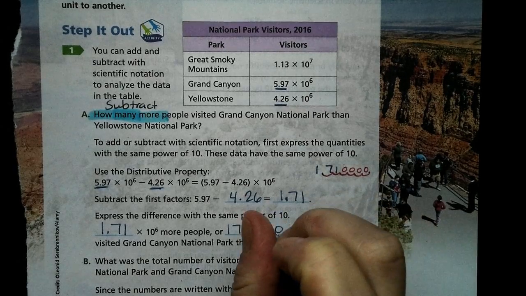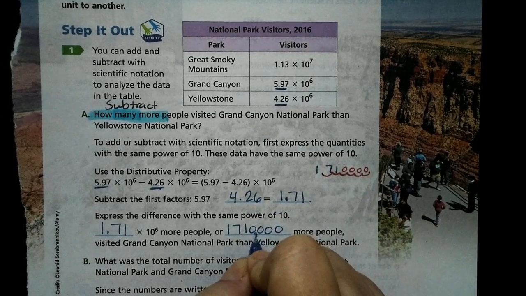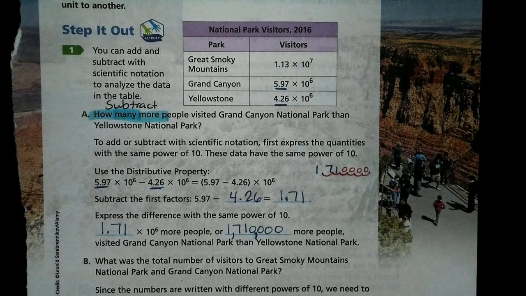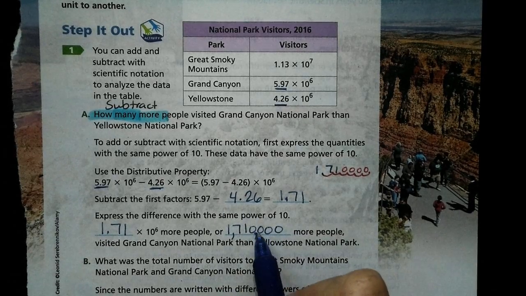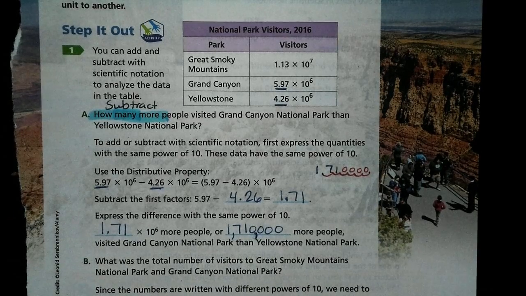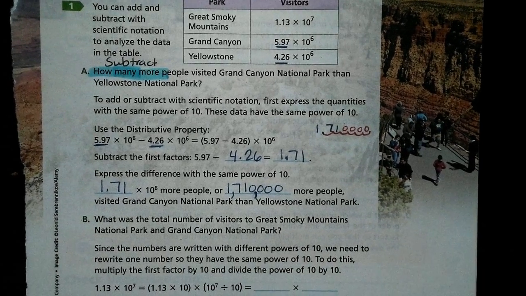sorry, Miss Gill is a little off today. Why is that? All right, so that gives me 1,710,000. That is between those 2 zeros. I tried to erase it. It didn't work out very well. Okay, so that one wasn't too bad.